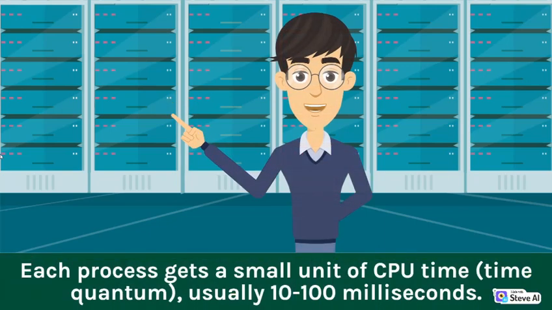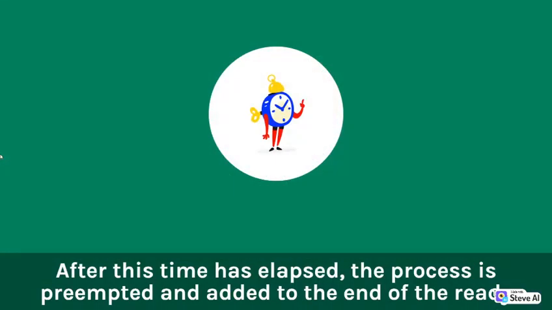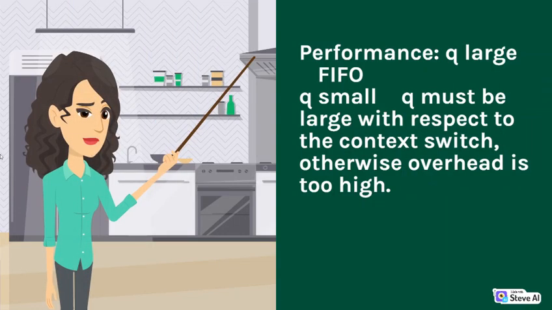Each process gets a small unit of CPU time, time quantum, usually 10 to 100 milliseconds. After this time has elapsed, the process is preempted and added to the end of the ready queue. Performance. If the queue is large, it is FIFO. If the quantum is small, the quantum must be large with respect to the context switch, otherwise overhead is too high.